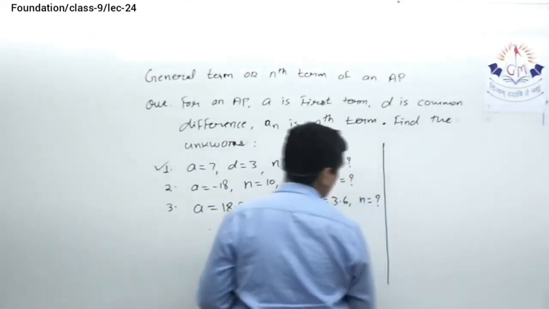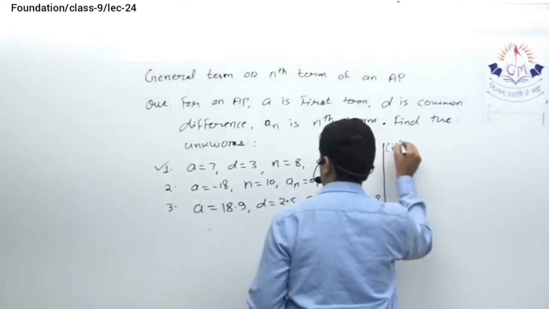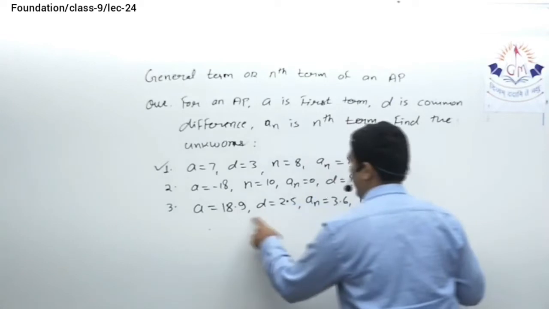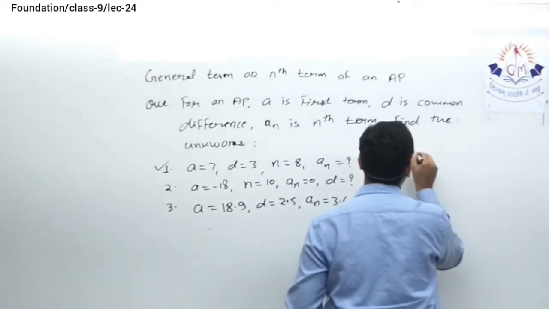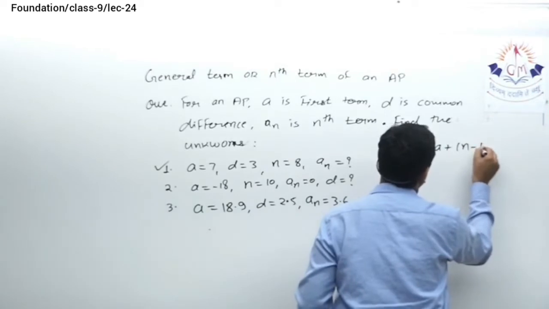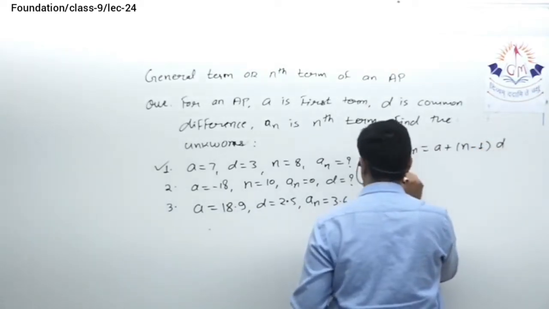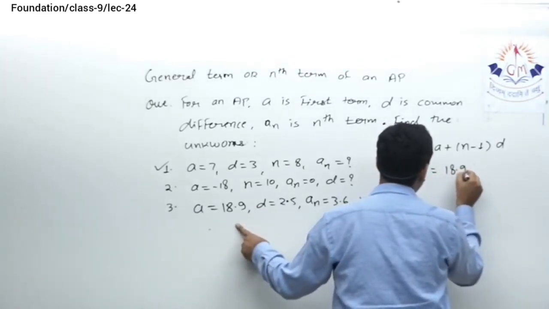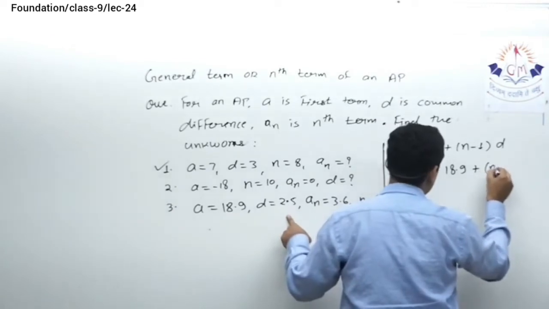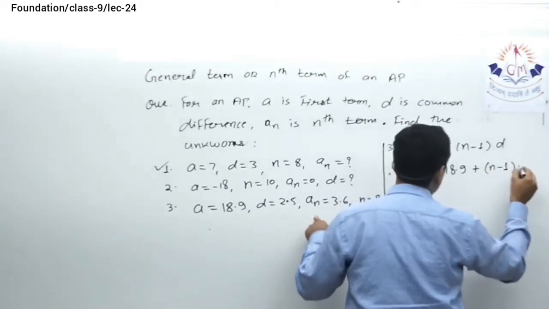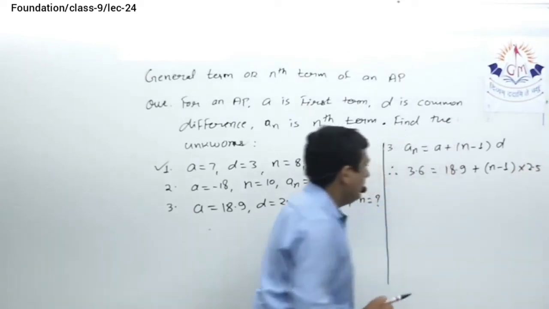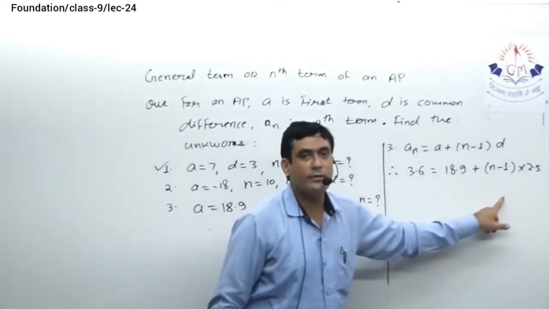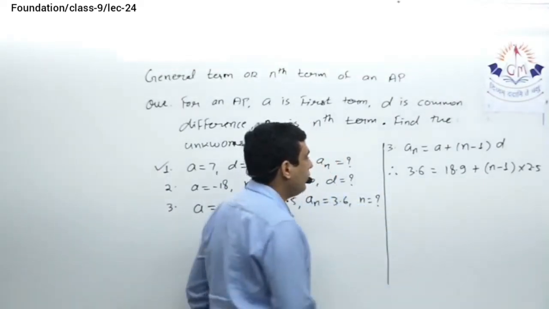Now let us see the third one over here. a, d, an, n. So again the formula is an equal to a plus n minus 1 into d. Here an is given 3.6, a is given 18.9, plus n minus 1, and d is given 2.5. So it's very easy in the sense that this is just an equation in which n is unknown, whose value we have to obtain.